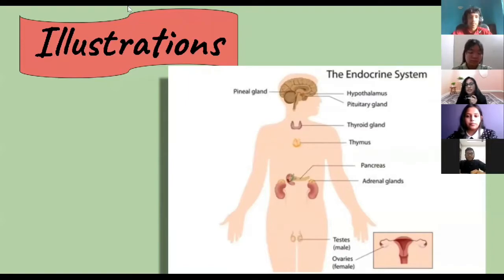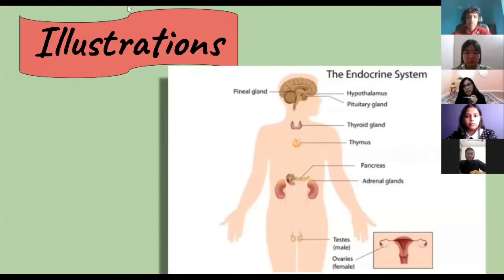Many glands, sorry for the interruption, many glands make up the endocrine system. As for the endocrine gland location, the hypothalamus, pituitary gland, and pineal gland are in our brain. The thyroid and parathyroid glands are in our neck.